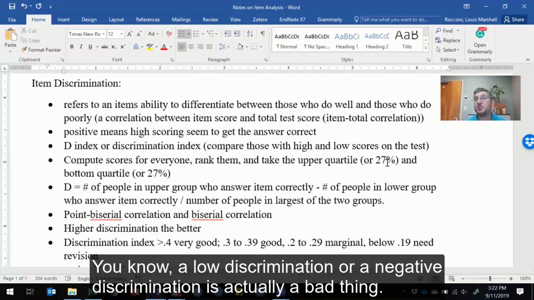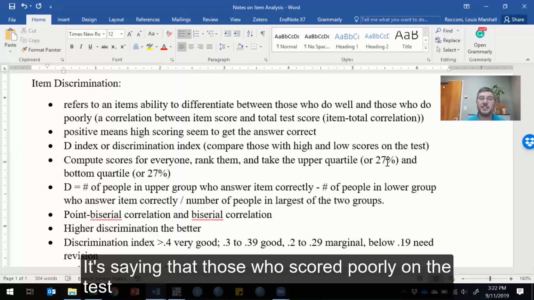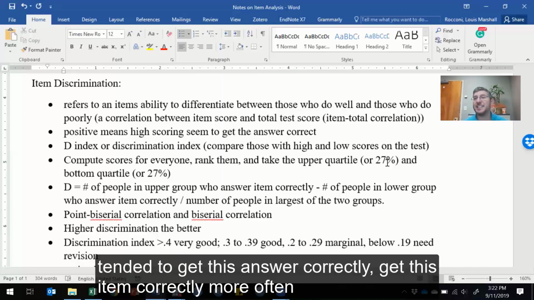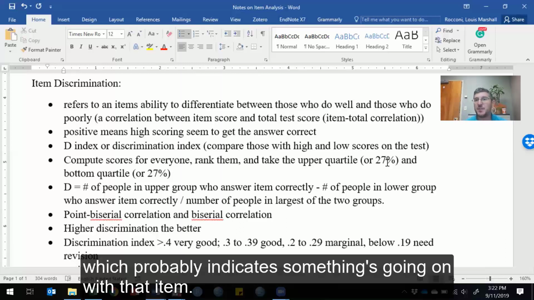A low discrimination or a negative discrimination is actually a bad thing. It's saying that those who scored poorly on the test tended to get this item correct more often, which probably indicates something's going on with that item.